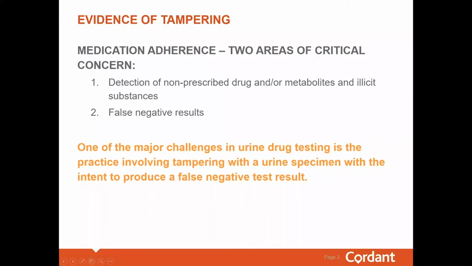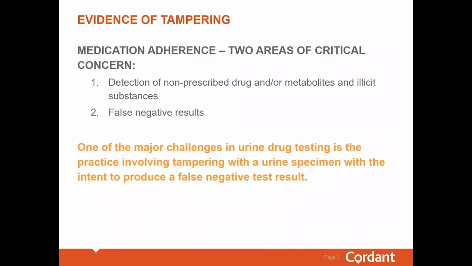One of the major challenges in urine drug testing is a practice involving the tampering with a urine specimen in the attempt to revert from a positive result. All urine drug testing samples are prone to tampering. However, criminal justice tends to get more creative.